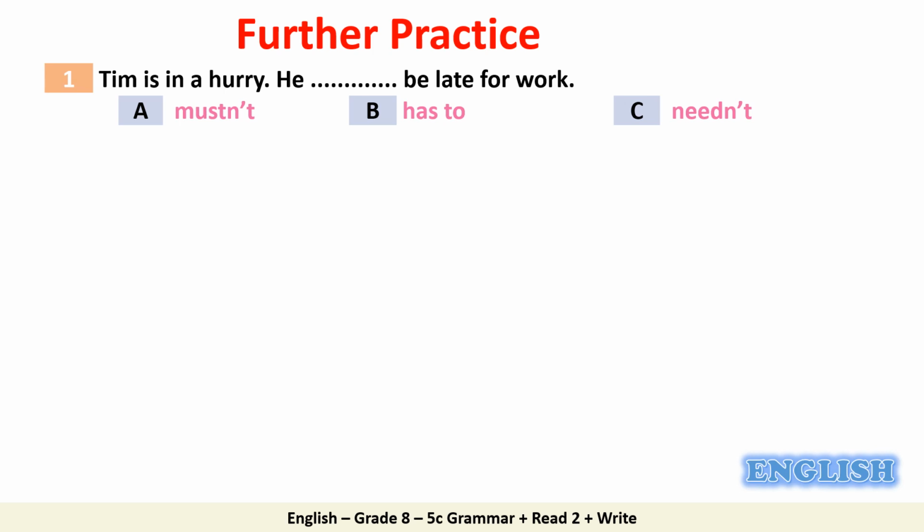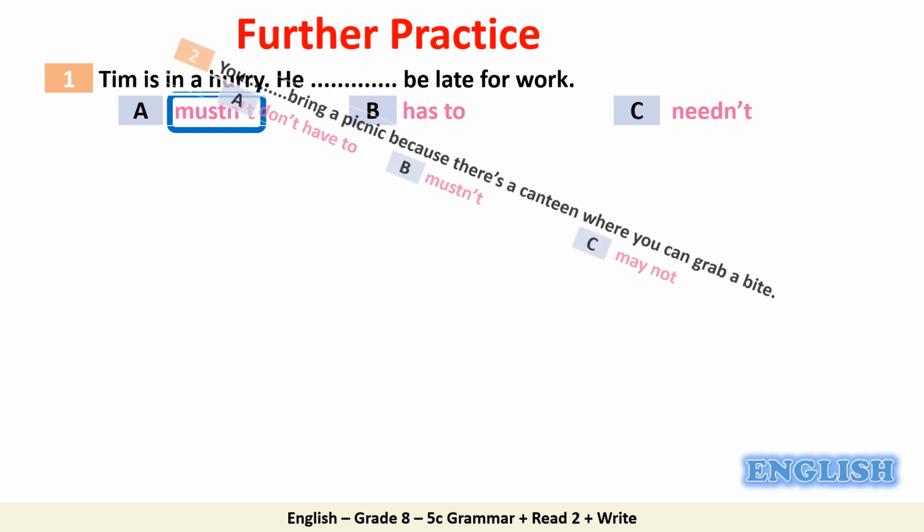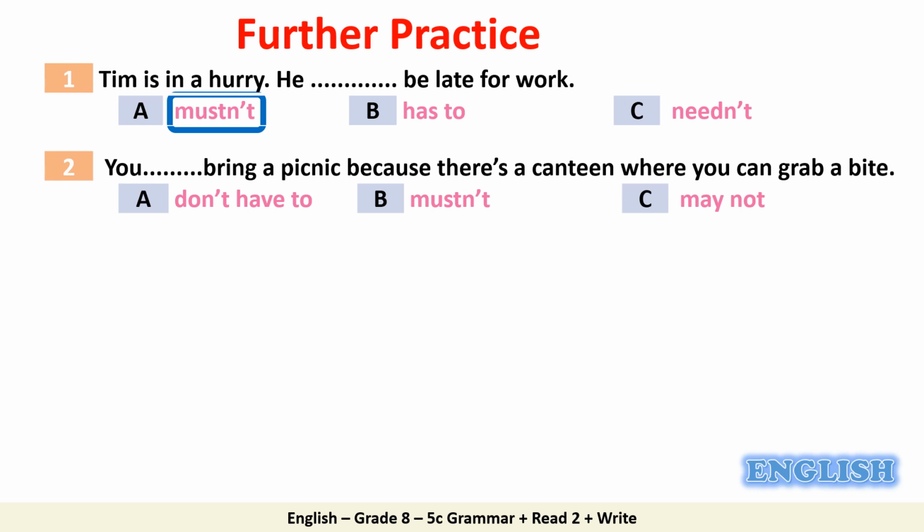Number 1, Tim is in a hurry. He be late for work. He mustn't be late for work. Keep up the good work. Number 2, you bring a picnic because there's a canteen where you can grab a bite. You don't have to bring a picnic because there's a canteen where you can grab a bite.